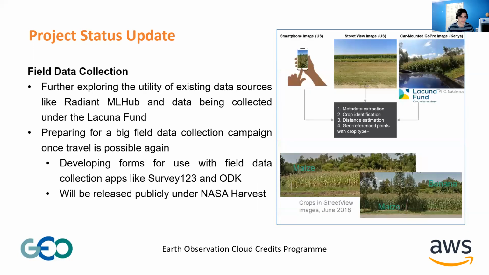So because of that, we are also currently exploring other ways of getting field data, and this includes looking at solutions like using the Radiant Earth ML Hub data or data that's going to be collected under the Lacuna Fund in the next few months. In doing so, we're preparing ourselves for a big field data campaign that's going to take place once field travel is possible once again. So that means that we're developing forms for use with field data collection apps like the Survey 123 and ODK apps that are available from Esri and ODK respectively. And this is also data that will be released publicly under NASA Harvest as well.